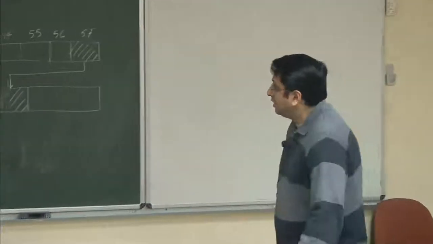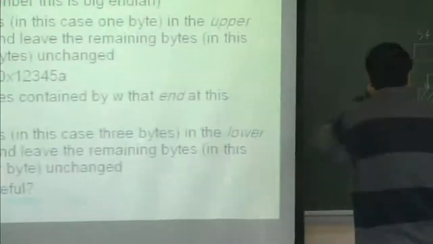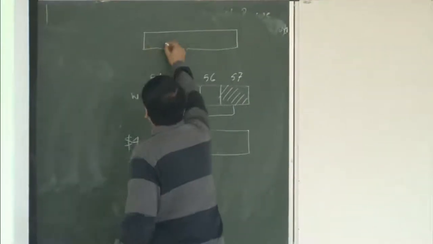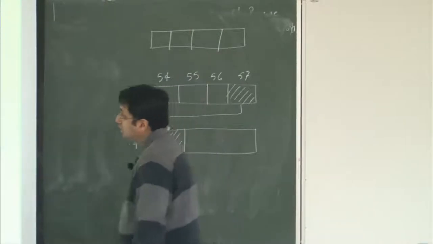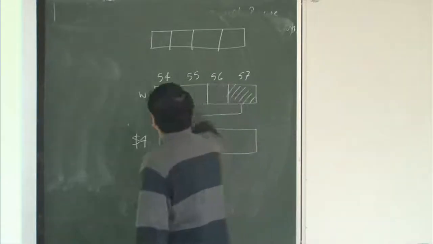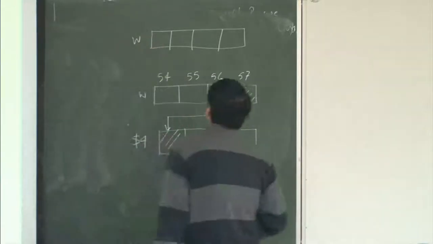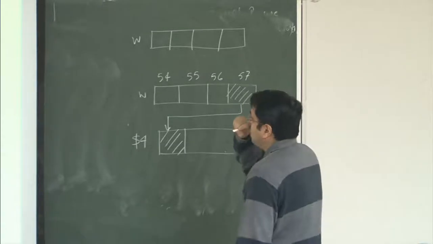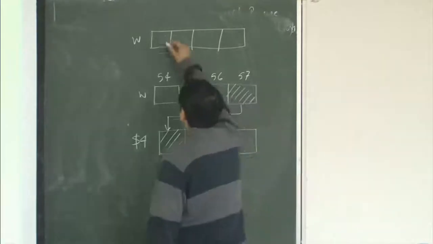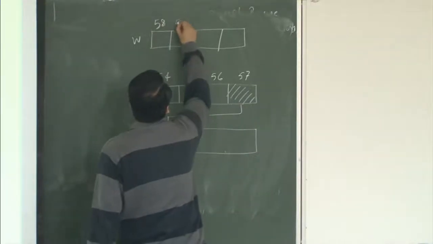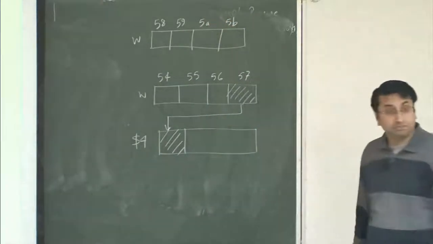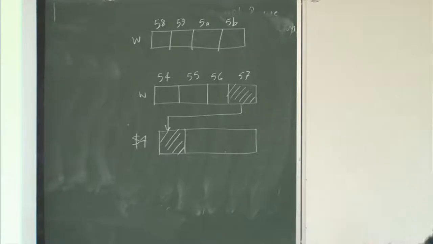LWR does exactly the same thing, just in the opposite direction. So let's take this example. It says 12345A. Let's see, what is W in this case? We have 58, 59, 5A, 5B, with big endian ordering. This is the word containing this byte address.